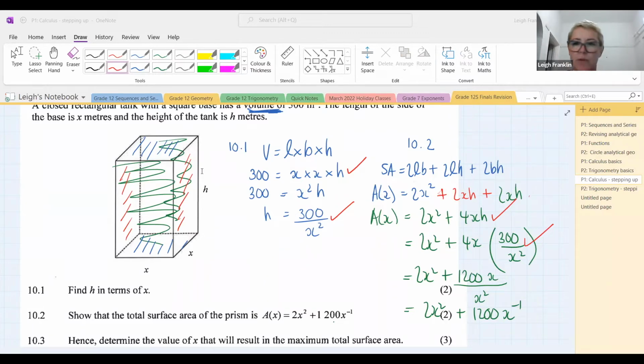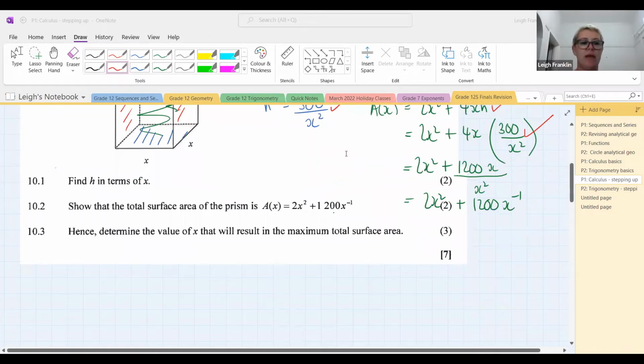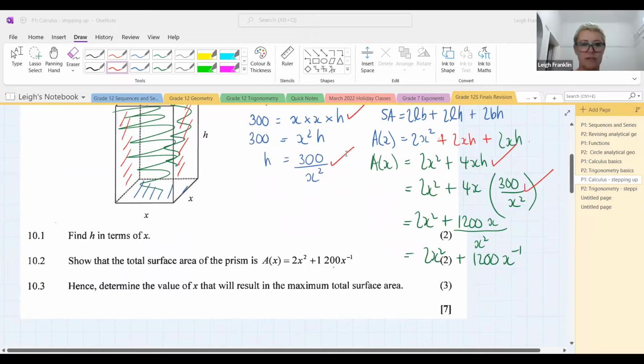So in other words, when we see the word hence in maths, it means that we have to use what we've just calculated. So we need our answer from 10.2 in order to do 10.3. Hence, determine the value of x that will result in the maximum total surface area.